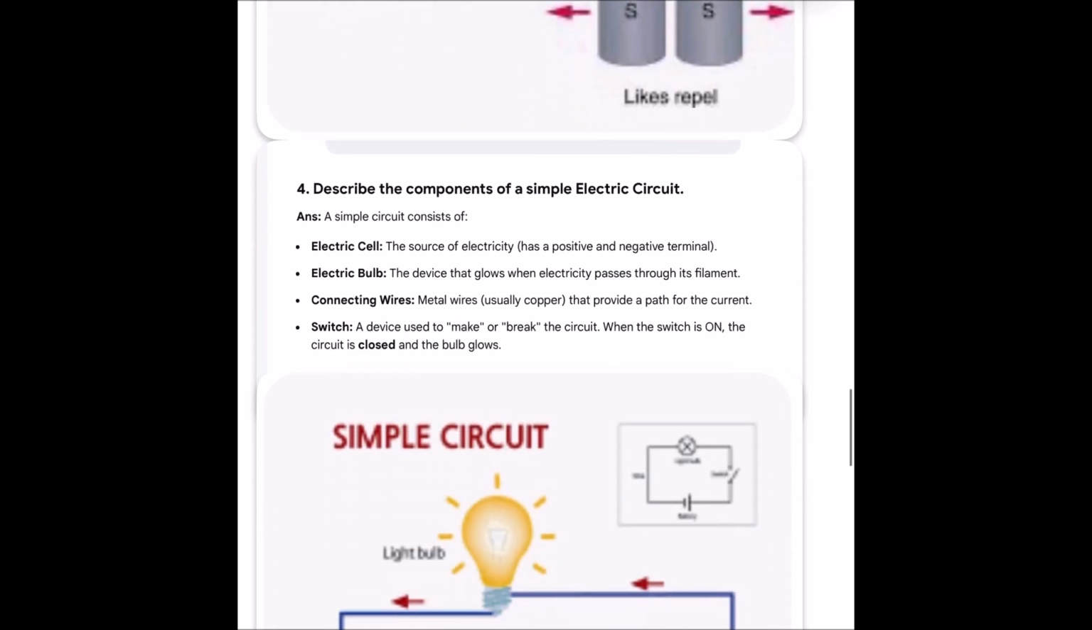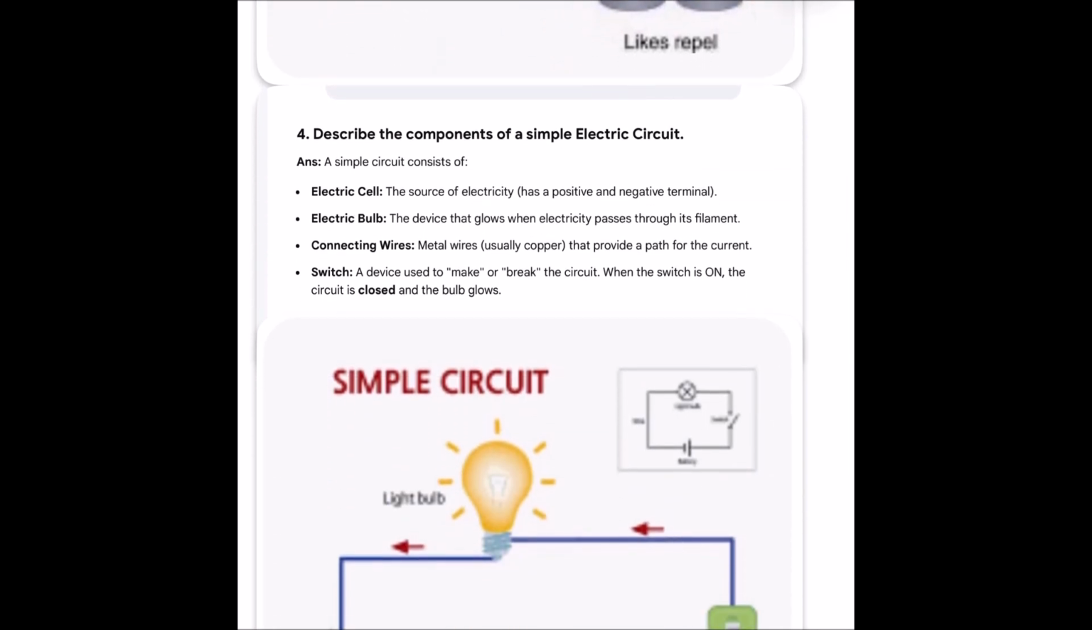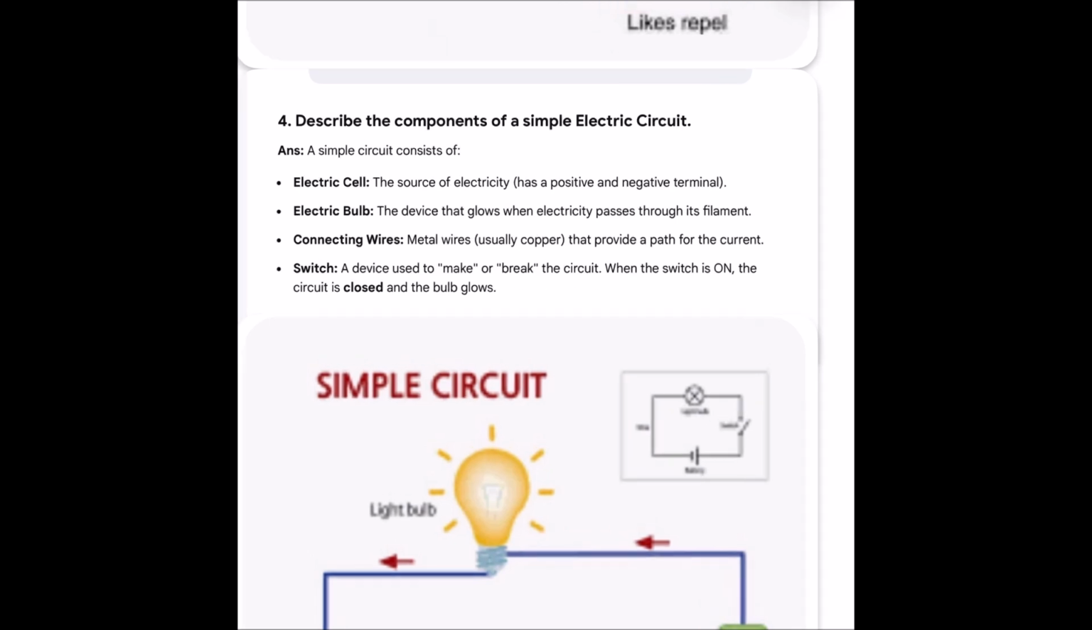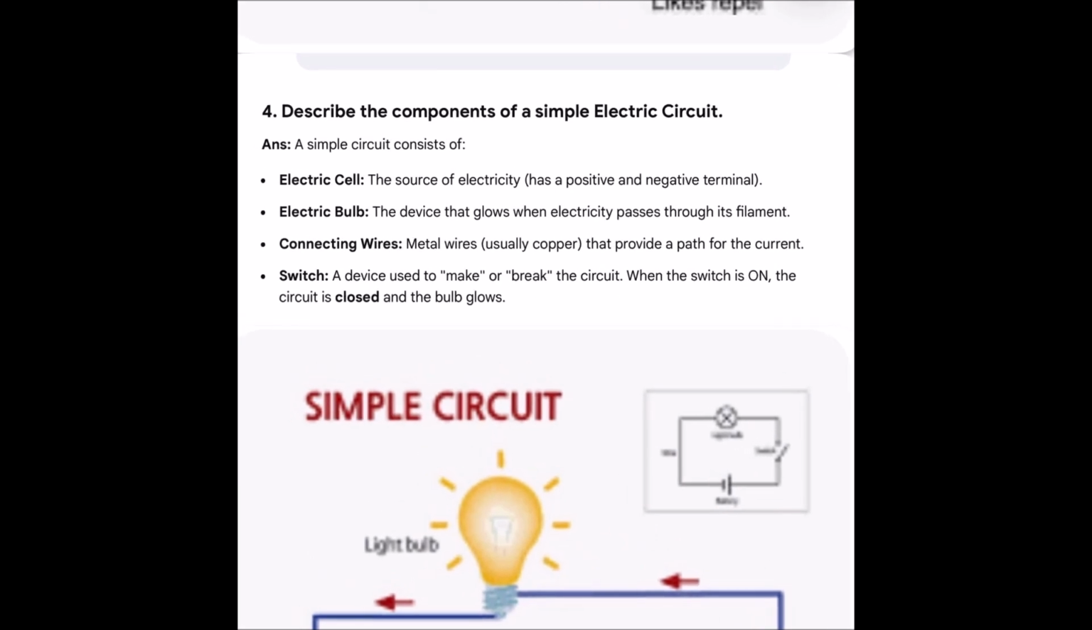Let's go to the next question, which is question 4. Question 4 is describe the components of a simple electric circuit. Here you are going to draw a simple electric circuit and will show and write the description of each of the components in the circuit.